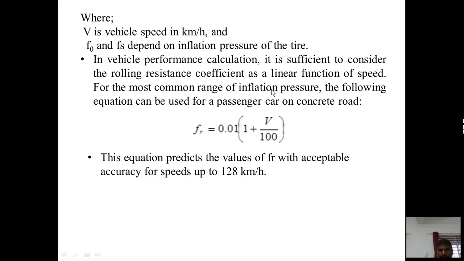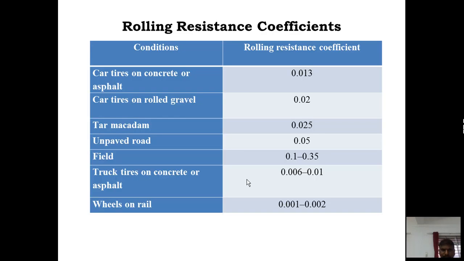Most common range of inflation pressure. The following equation can be used for a passenger car on a concrete road, which is written as F_r equal to 0.01 into (1 plus V divided by 100). The equation predicts the value of F_r with acceptable accuracy for speeds up to 128 km per hour.